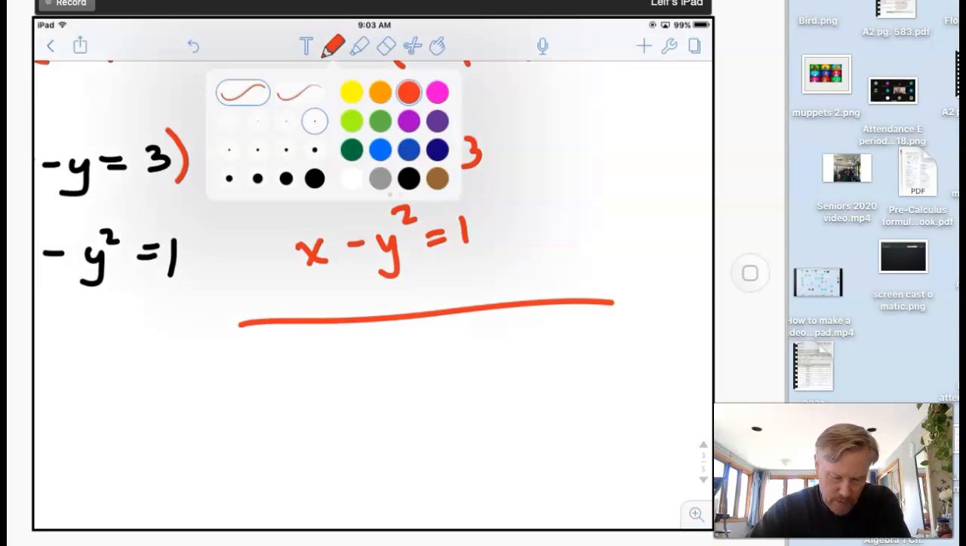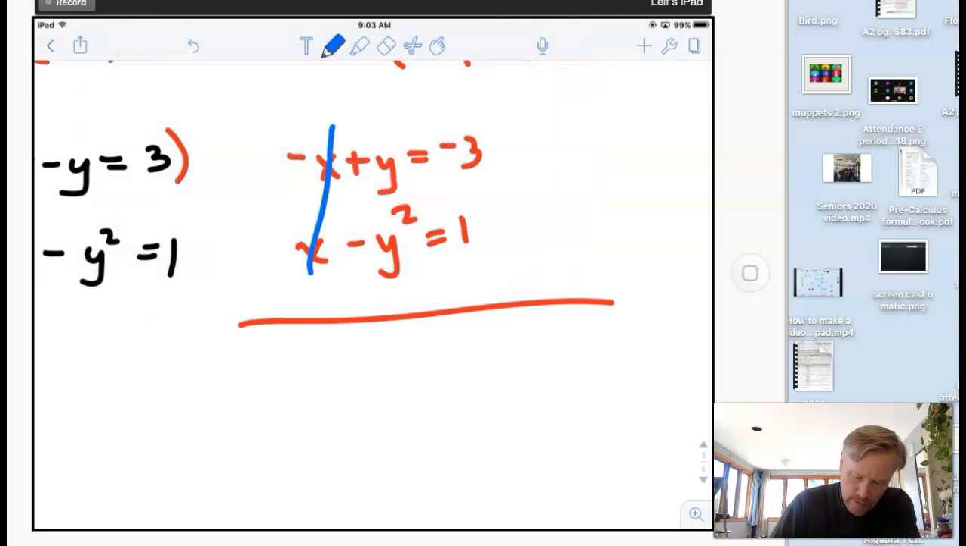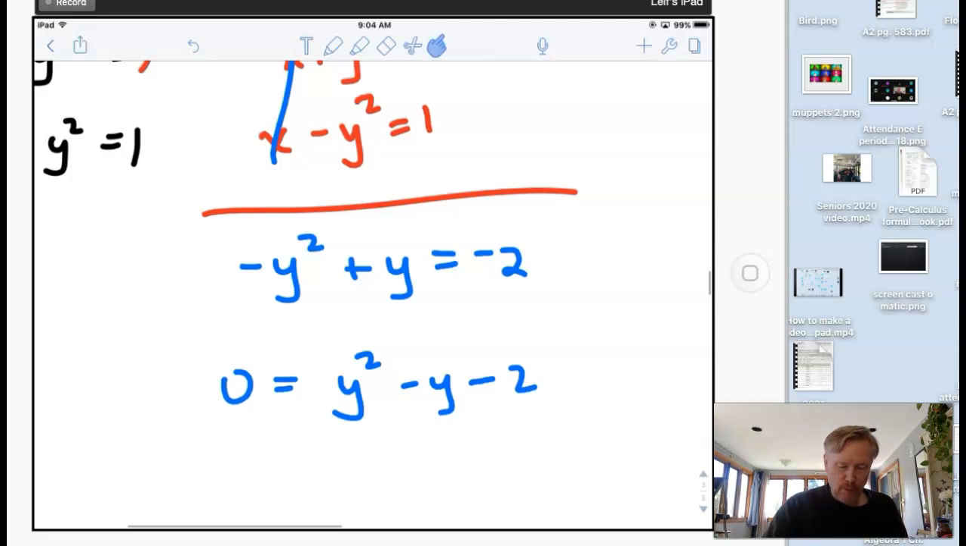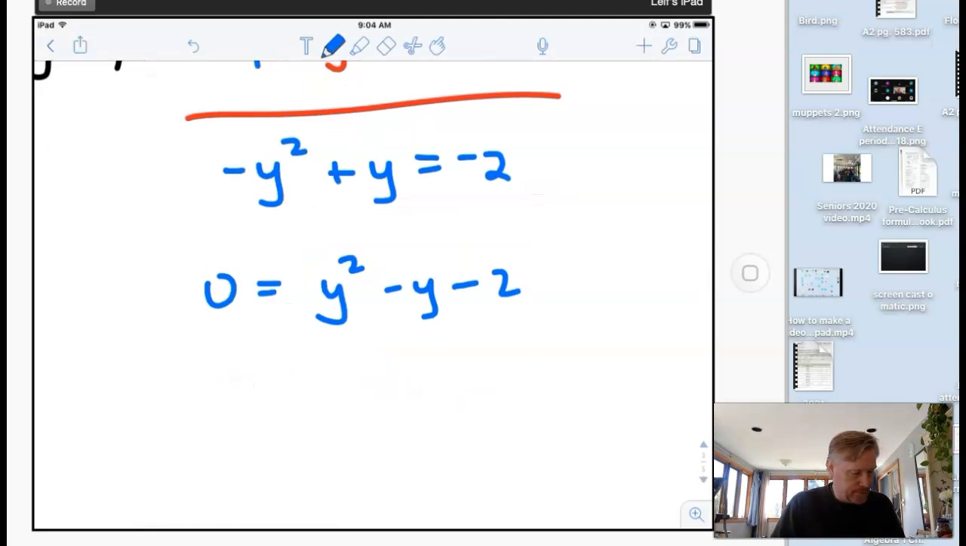Next, I'm going to cancel out those x's. I like to put my y squareds first. Plus y equals -3 plus 1 is -2. Now if I bring everything to one side, I like the y squareds to be positive. So I brought everything to the right instead of the left. And now I can factor and solve, right?